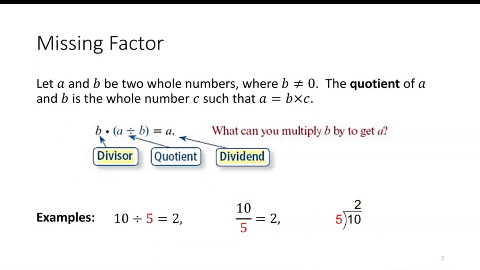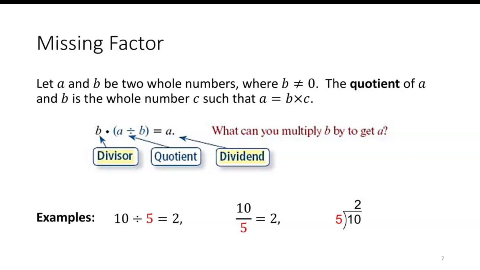Another way of modeling division is with missing factor. If you recall, one way of modeling subtraction was a missing addend. This is similar. Missing factor is where you ask yourself, what do I need to multiply A by to get B? Or multiply B by to get A? So if you let A and B be whole numbers where B is not 0, the quotient of A and B is the whole number C such that A is equal to B times C.